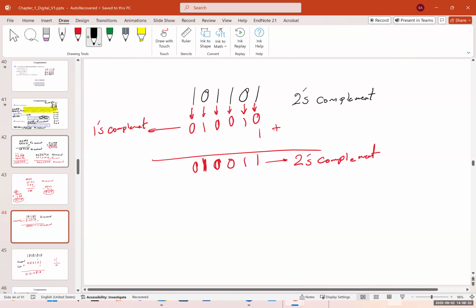Now let's do a practice problem. Give me a binary number. 1, 1, 1. Okay. I want you to find the 2's complement for this. I'll give you a few minutes.